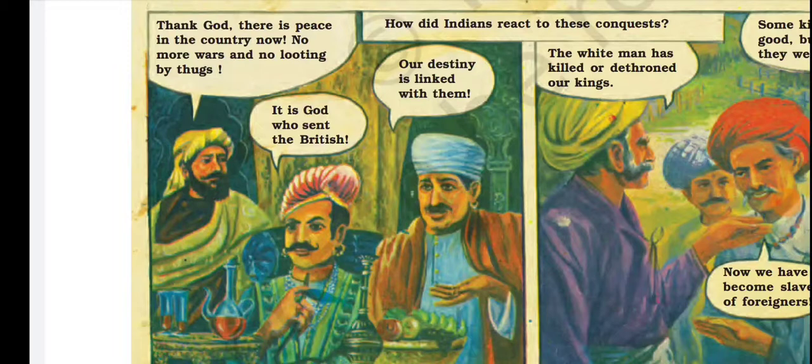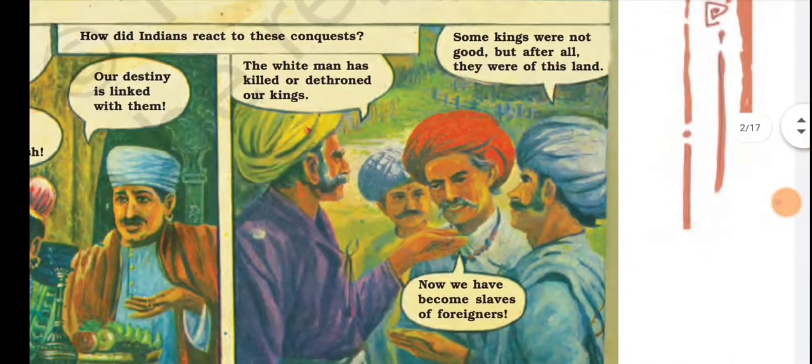So you see how Indians reacted to this conquest. Means how did Indians react to these victories? "It is God who sent the British. Our destiny is linked with them." You see the kings. What was the reaction of the kings and the common men? The king said that there is peace in the country now. No more wars and no looting by thugs. It is God who sent the British. They said that the Britishers were sent to our country by the gods to help them. Our destiny is linked with them, means our destiny is connected with the Britishers.